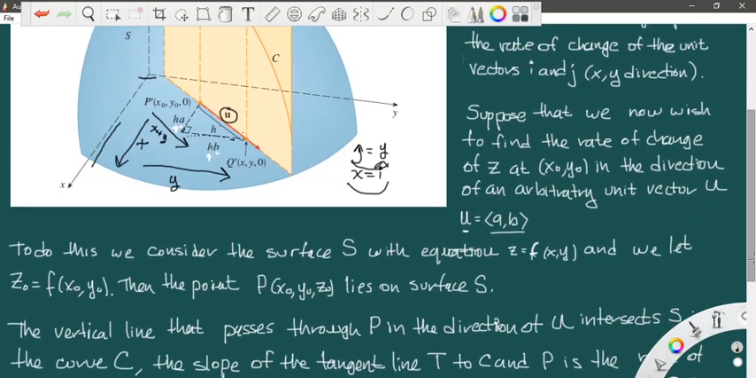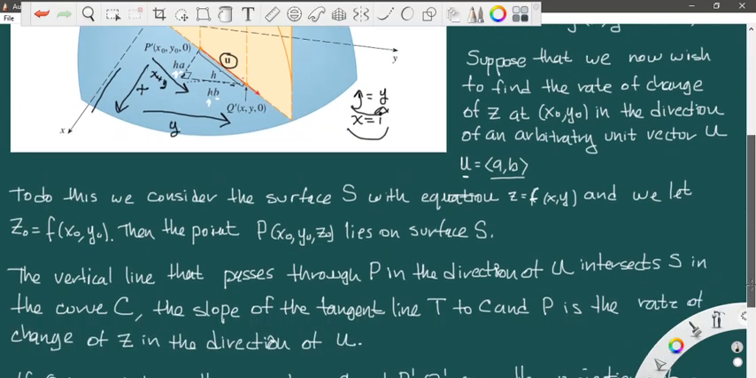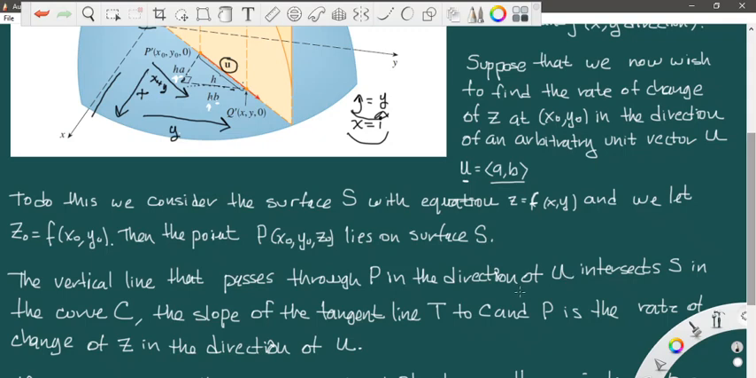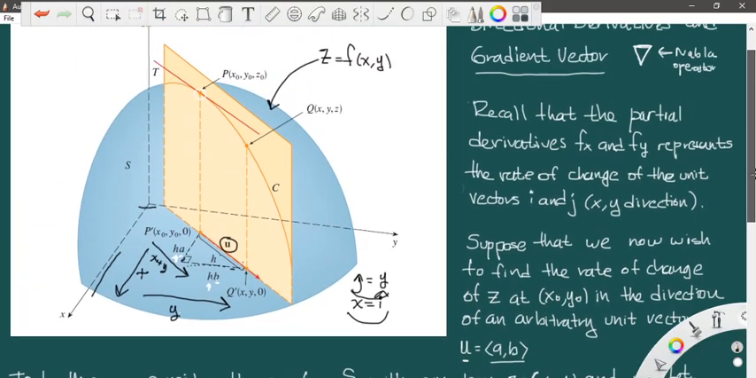If we project a vertical line that passes through the point P in the direction of the vector u, you can see that that vertical line that goes from P in the direction of u is intersecting the surface S in the curve C. And the slope of the tangent line T to C at P is the rate of change of z in the direction of u. Okay, what does this mean?